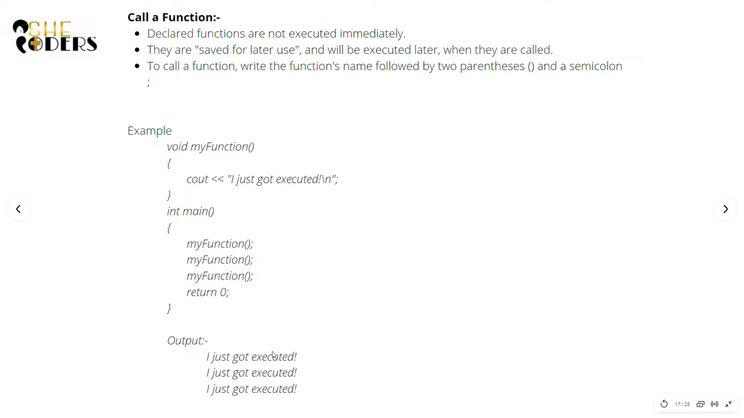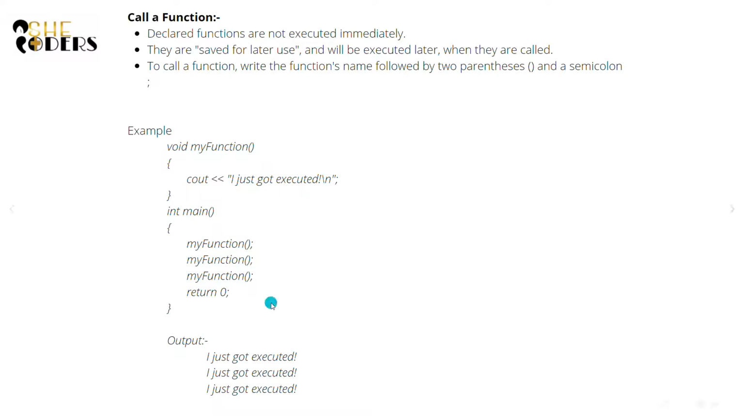Now, to call a function: the functions that we declared are not executed immediately. That is, whenever we define or declare any function and write the code inside the curly brackets, it doesn't mean that the moment we close the curly brackets, the execution starts at that point. No, whenever we call any function inside any other function or inside the scope, only after that will the function be executed. As it is written here, they are saved for later use and will be executed later whenever they are called.